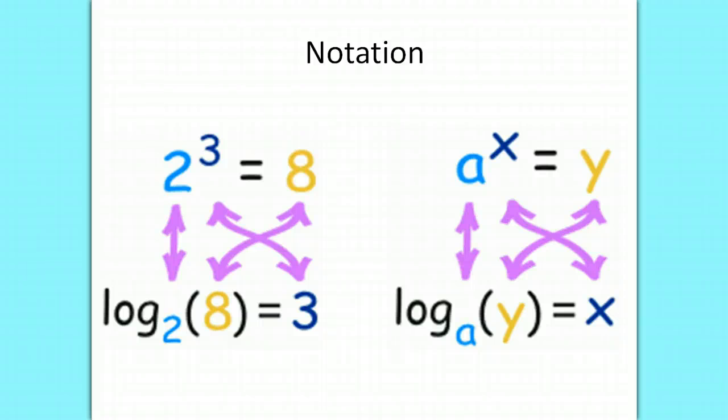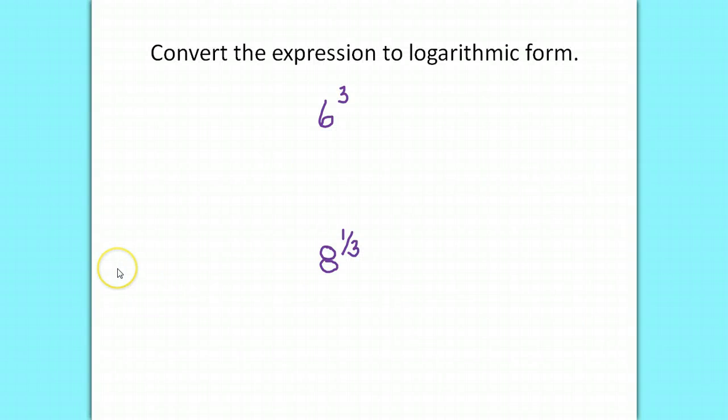Whatever you need to do to remember it, that's all that counts, but that's one way that might help. Okay, so on these examples, we want to convert the expression to logarithmic form. We have 6 cubed, and we want to convert this to logarithmic form. First we're going to find out what 6 cubed is equal to, and 6 cubed is 6 times 6 times 6. It equals 216. Now let's try to write this in logarithmic form.